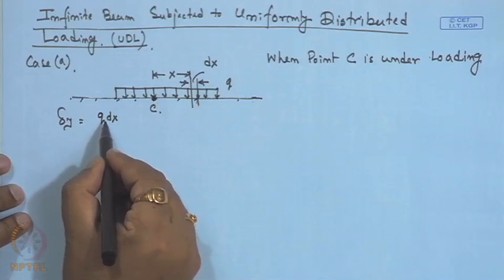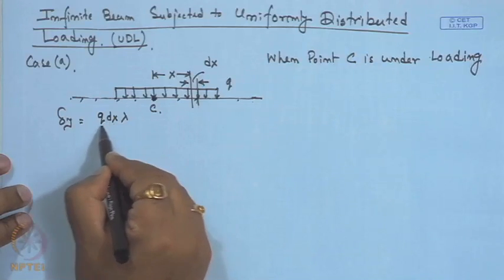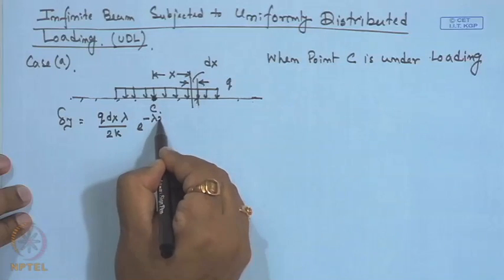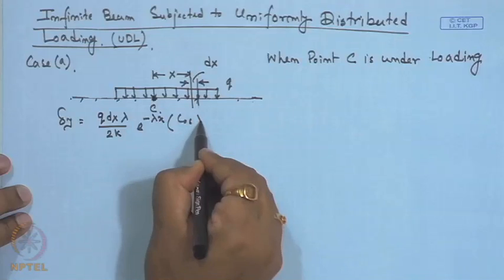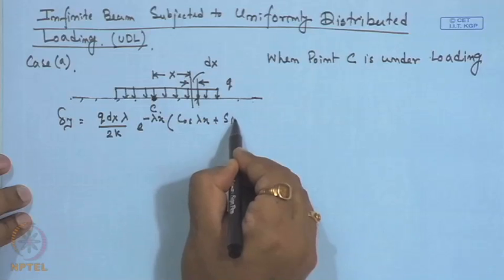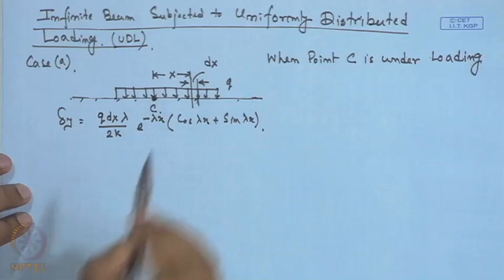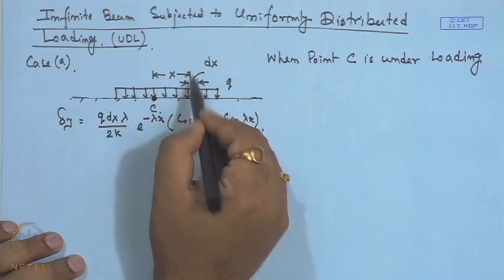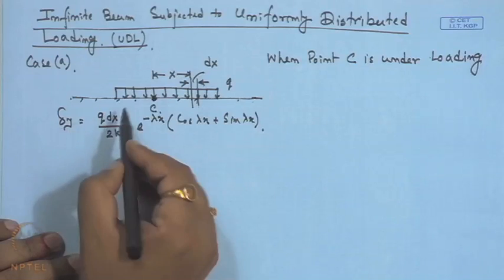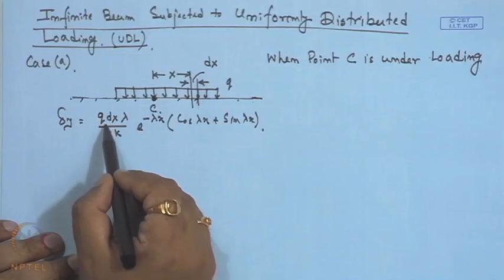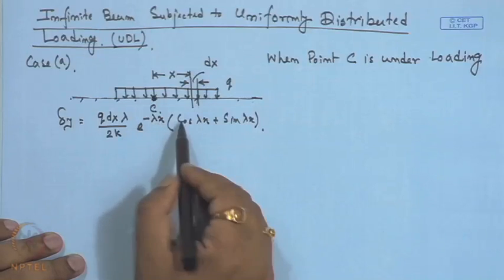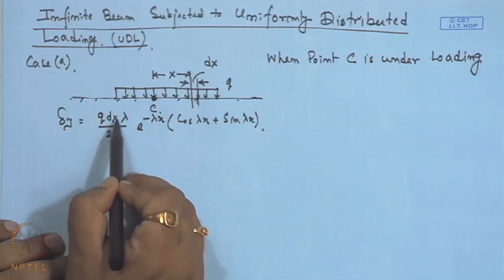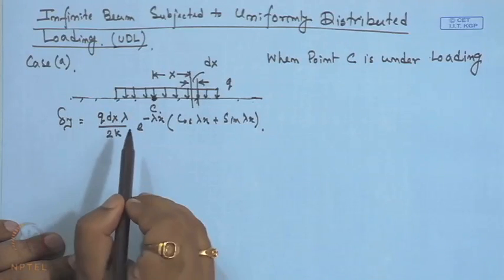So, this will be q into dx, then lambda divided by 2k, and then e to the power minus lambda x into cos lambda x plus sin lambda x. Only for this small segment, we are considering each as a segment. For a concentrated load, the deformation expression is p lambda by 2k e to the power minus lambda x into cos lambda x plus sin lambda x. Here, p we can determine by q into dx.